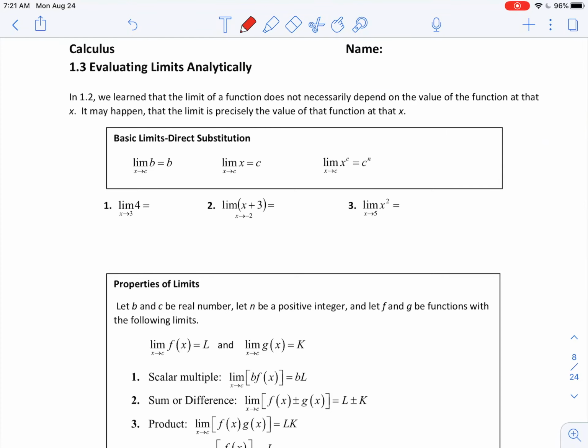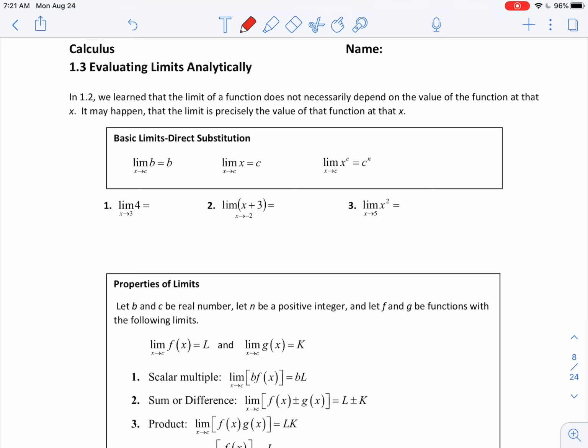In our previous lesson, we evaluated limits both graphically and numerically. Graphically, you basically look at the graph, and as x approaches some number, if the graph comes together at that x coordinate, the limit is that y value. If the ends of the graph do not come together, then the limit does not exist.